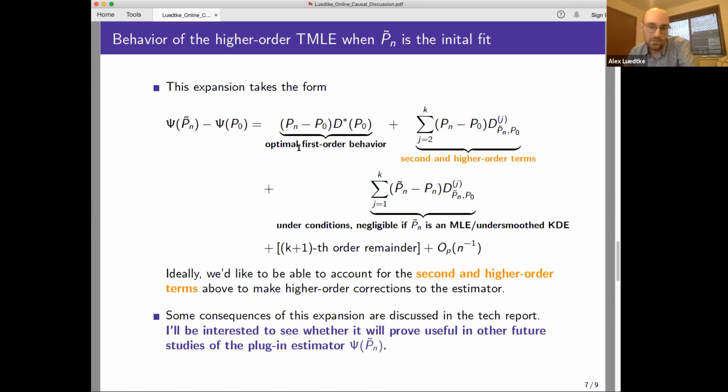But in any case, this is very interesting because it potentially provides a means both to study this plugin parameter psi of Pn tilde, and also potentially to do higher order bias corrections. So I think it's interesting, and I'll be interested in future work to see whether anyone is able to make further progress on this. So I'll stop there.